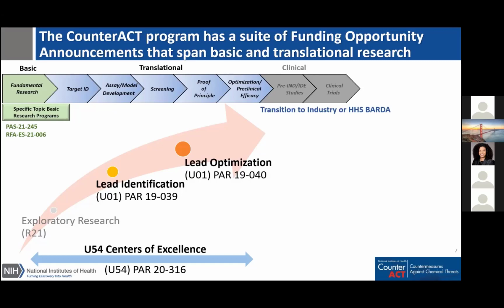Our U54 Research Centers of Excellence is the most involved FOA. It spans the entire spectrum of research that we fund and has multiple working parts, including synergistic research projects, scientific cores, and the newly added Emerging Science and Scientist program. In general, with each step in this progressive ladder, you get a little more support and a longer duration of funding.